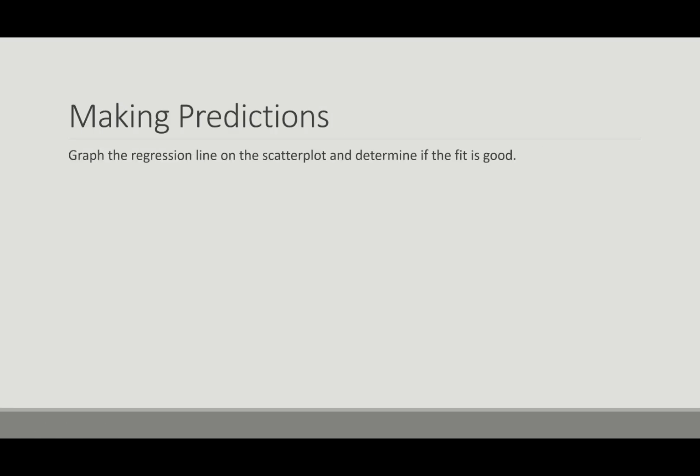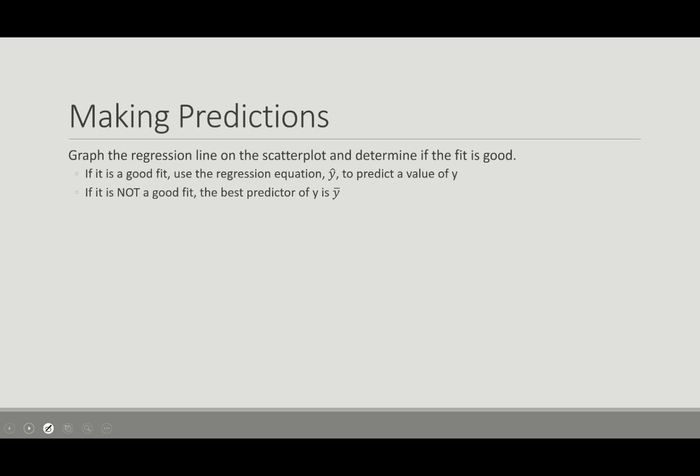Now, oftentimes, once we get a regression line, we're going to be asked to make predictions. And before we jump into that, though, we need to graph the regression line with the scatter plot to determine if it is a good fit. Now, if the line appears to be a good fit, then we can use the regression equation, our y-hat equation, to predict the value for y. If it's not a good fit, then we go with the general, the best predictor for any value of y is y bar, where y bar represents just the mean of the y values.